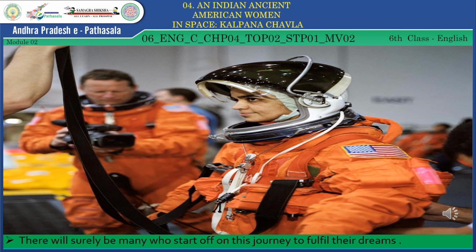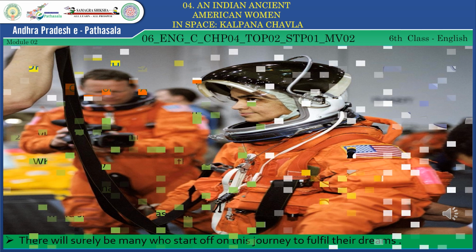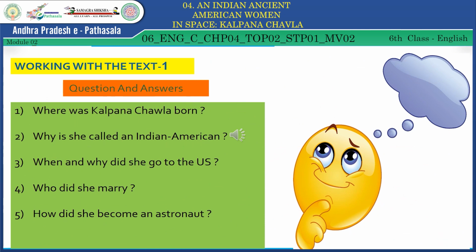Here the lesson ends. Now do working with the text. Working with the text 1. Question and answers. Question number 1. Where was Kalpana Chawla born? Question number 2. Why is she called an Indian American? Question number 3. When and why did she go to the US? Question number 4. Who did she marry? Question number 5. How did she become an astronaut? Shall we see the remaining questions?